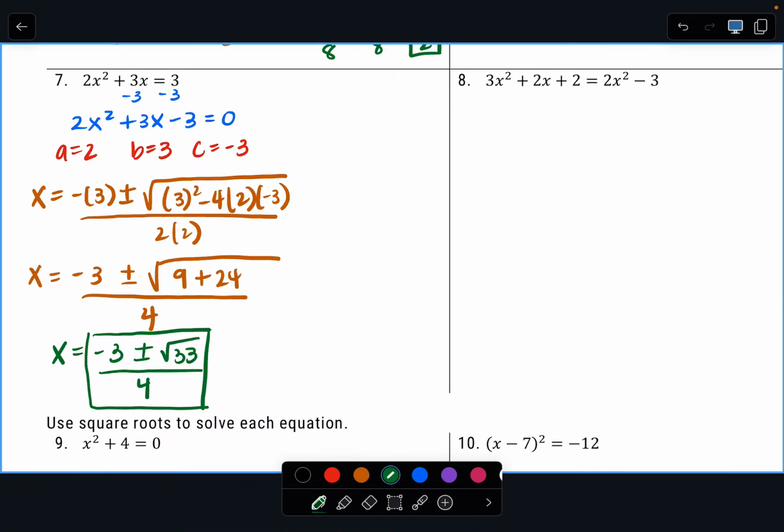Okay, I want you to look at number 8. I want you to move everything to one side. Move everything to one side of the equation. Step 1.